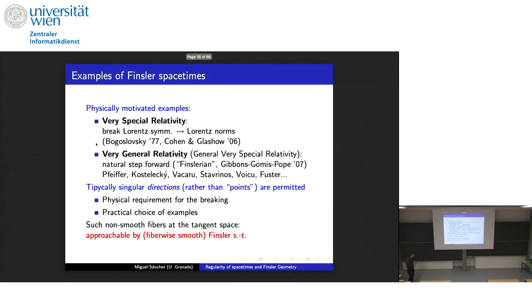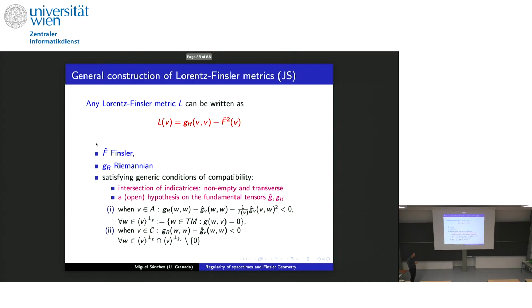In order to justify this, let me recall the general way to construct Lorentz-Finsler metrics. Essentially, all of them can be seen as the difference of two metrics, one Riemannian and the other Finslerian, satisfying some generic conditions of compatibility, say the intersection of the indicatrices is non-empty and transverse, and there is a hypothesis on the sign of the fundamental tensors.